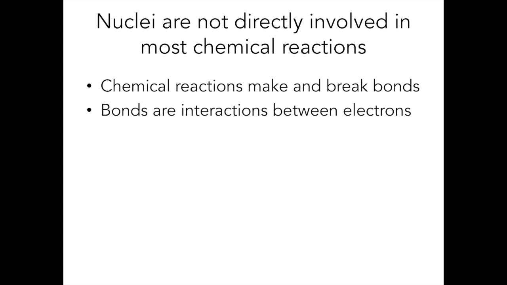Okay, so that's a lot about the nucleus and a little bit about electrons, but the nuclei are not what is directly involved in chemical reactions. Chemical reactions occur when we make and we break chemical bonds. And these chemical bonds are interactions between electrons. The electrons are the things that are making up these bonds. So let's talk a little more about that.